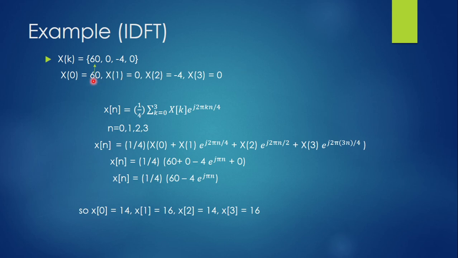Now, how to find the IDFT, the inverse of the DFT, that is the synthesis of the signal. Suppose you have xk 60, 0, minus 4 and 0. So x0 is equal to 60, x1 as 0, x2 as minus 4, x3 as 0.